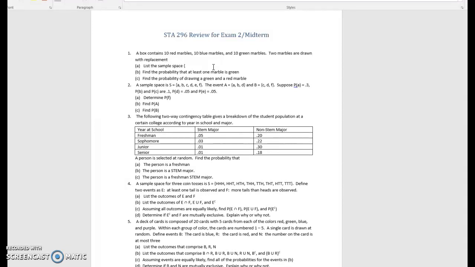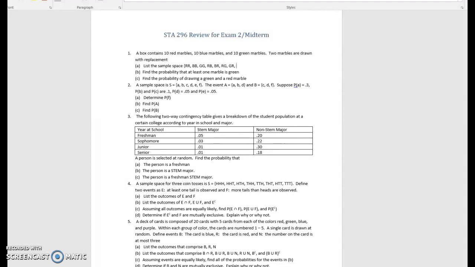We could have 2 red marbles. We could have 2 blue marbles. And we could have 2 green marbles. Alright, we could have a red and then a blue marble. Or we could have a blue marble and then a red marble. We could have a red and then a green marble. Or a green and then a red marble.